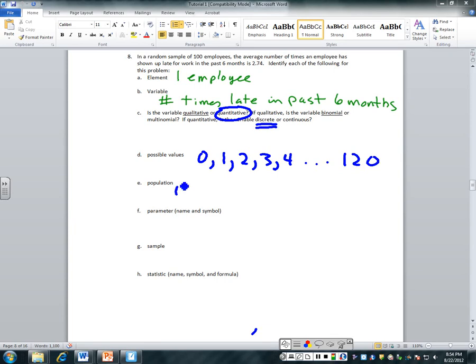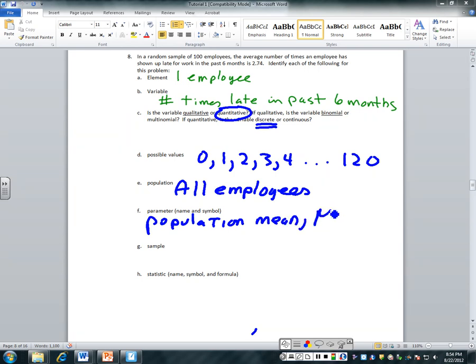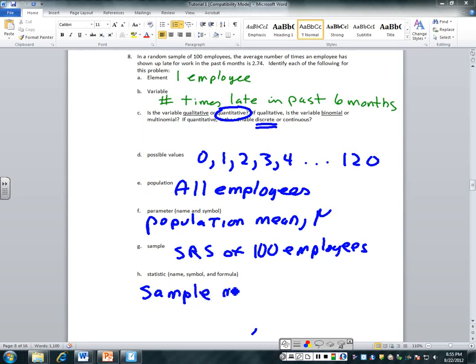But anyway, the population is all employees. The parameter is the population mean, which is mu. The sample is the simple random sample of 100 employees, and the statistic is the sample mean, which is X bar, and that's going to equal the sum, that just means add them up, of the X's divided by the sample size, and in this case that's 2.74.